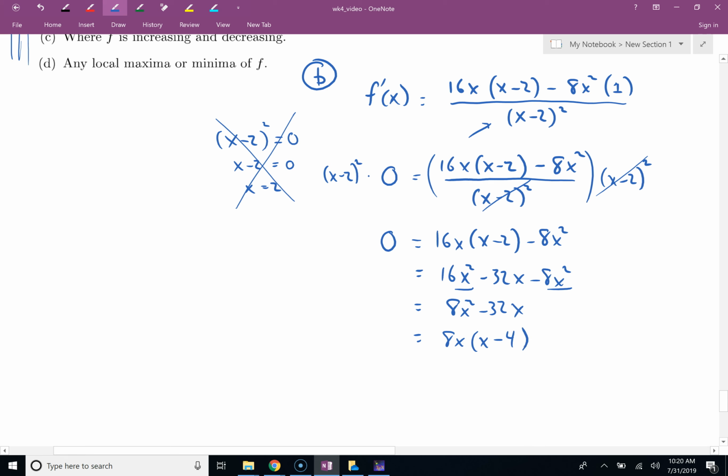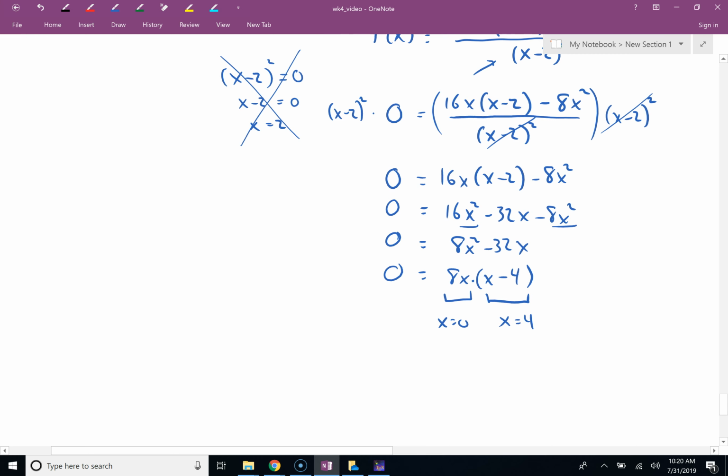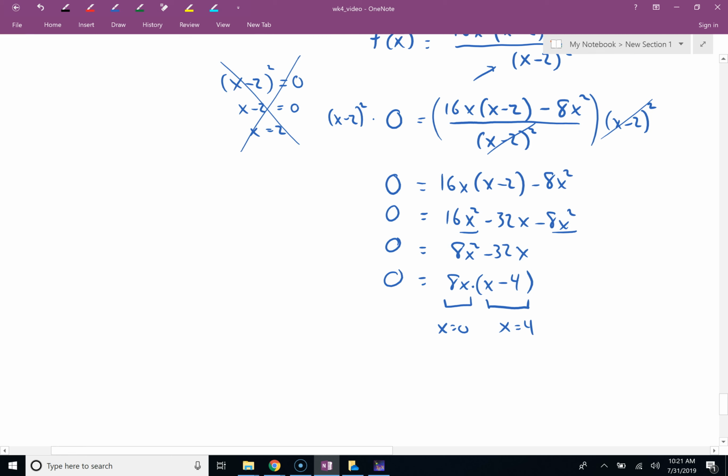Again, we're trying to figure out when this is equal to 0. If you have two things being multiplied together, you can get 0 if either the first is equal to 0 or the second is equal to 0. So if 8x is equal to 0, that means x would be equal to 0 in this case, or if x was equal to 4, either one of these cases, you would get 0 overall, because 0 times anything will end up being 0. So this gives us two critical numbers, at 0 and at 4. And remember, we haven't taken these into consideration yet. The only value that we have taken into consideration so far is 2. And so 0 and 4 are now critical numbers. So x equals 0 and x equals 4 are critical numbers.